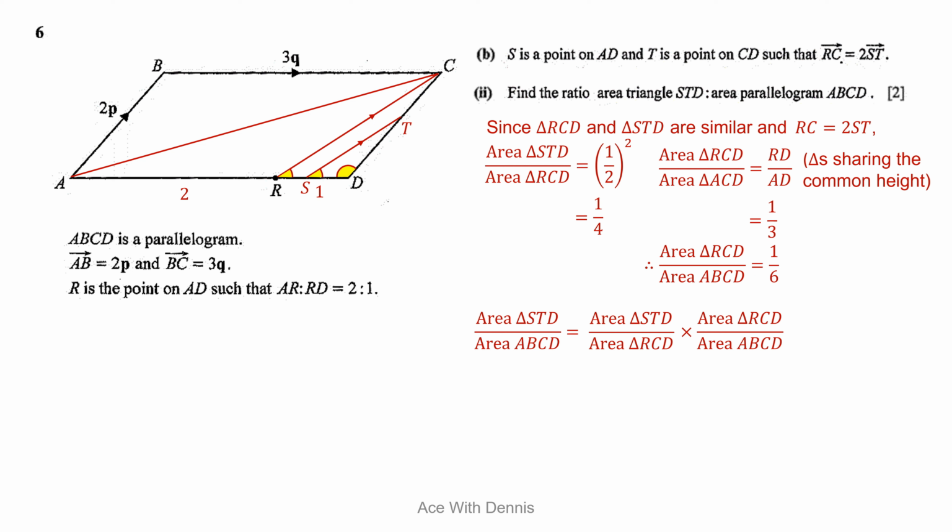Okay, so why is it so? Because as you can see, we can cancel this with this to get this area over this area. We know this number is 1/4, and this value is 1/6. So multiplying these fractions together, it will be 1/24. Hence, writing this in ratio form, the area of the triangle STD to the area of the parallelogram ABCD is 1/24.